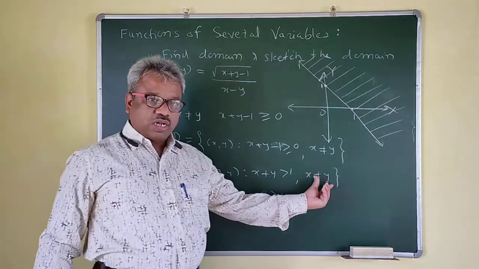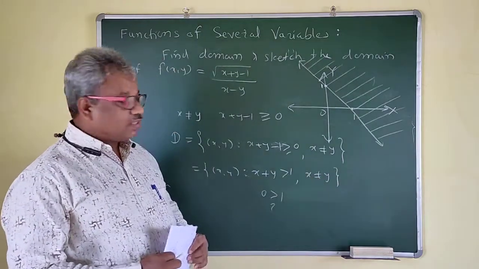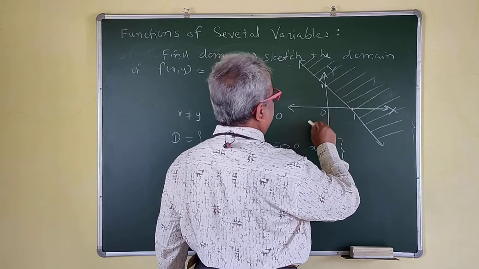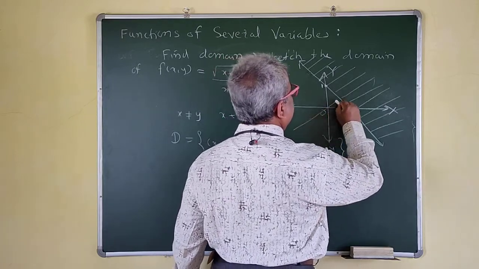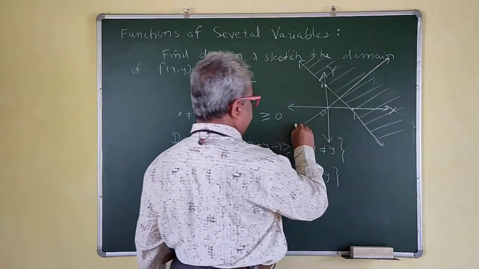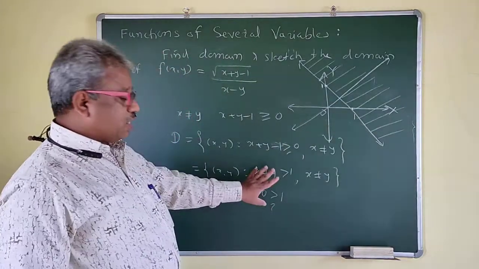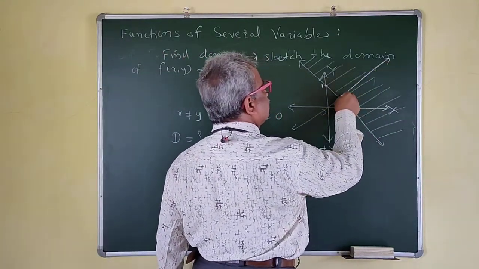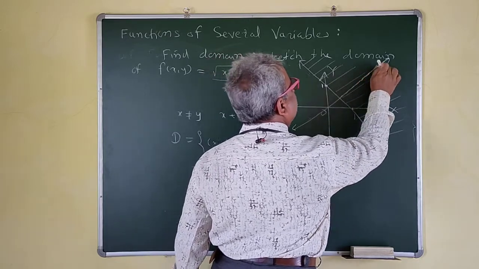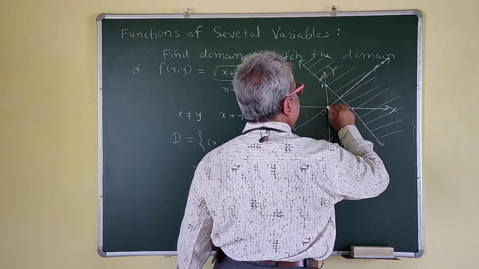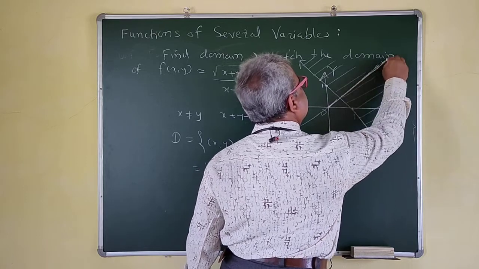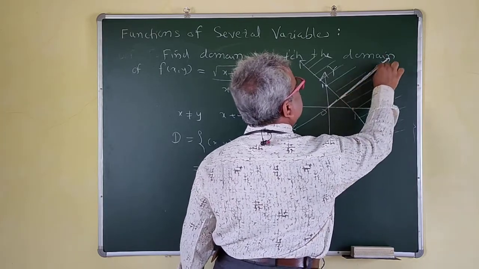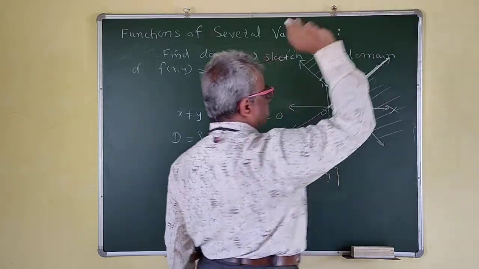Now, x not equal to y means you have to draw the line x is equal to y. This is the line which bisects the first and third quadrant. Now, x not equal to y means we only have to delete the points on this line. So we'll darken this. You have to draw all the other points.